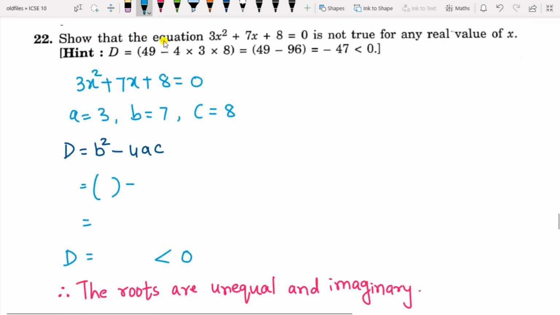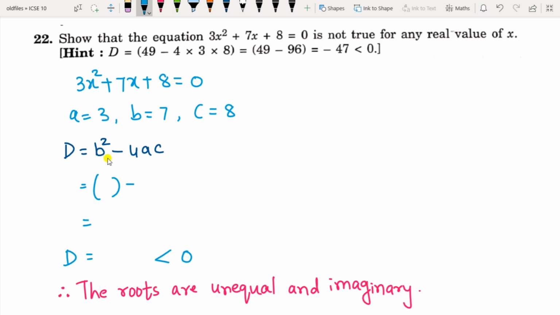Show that the equation 3x square plus 7x plus 8 equal to 0 is not true for any real value of x. Okay, so we have to prove that the D is not having real and distinct roots. So this is the equation. A is 3, B is 7 and C is 8.